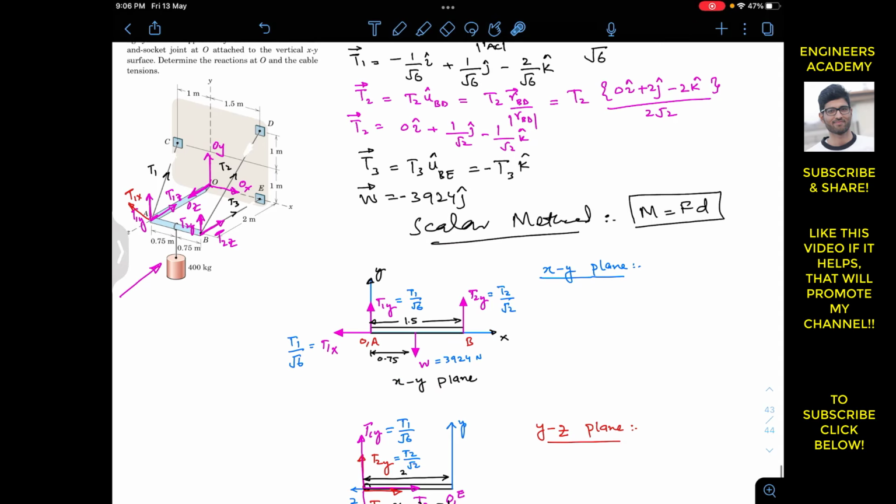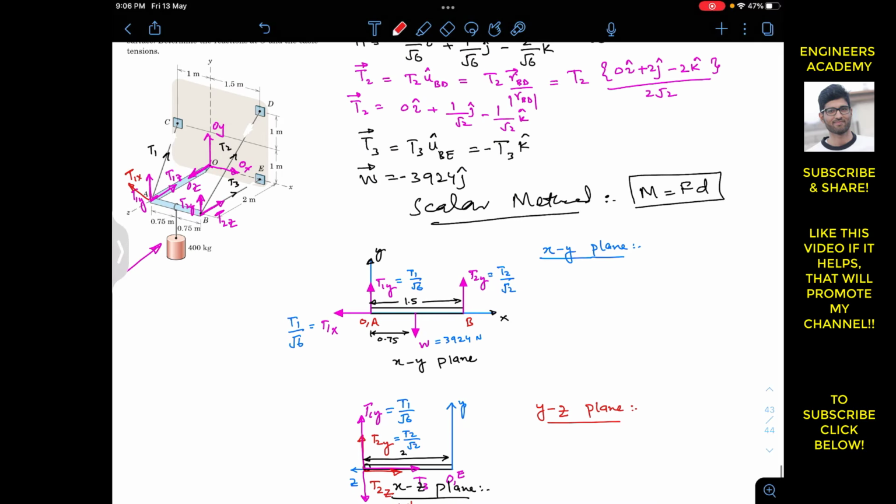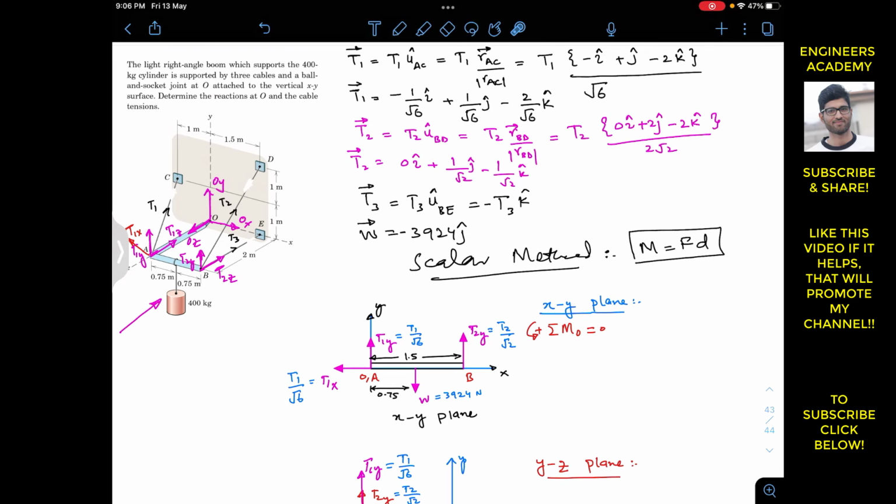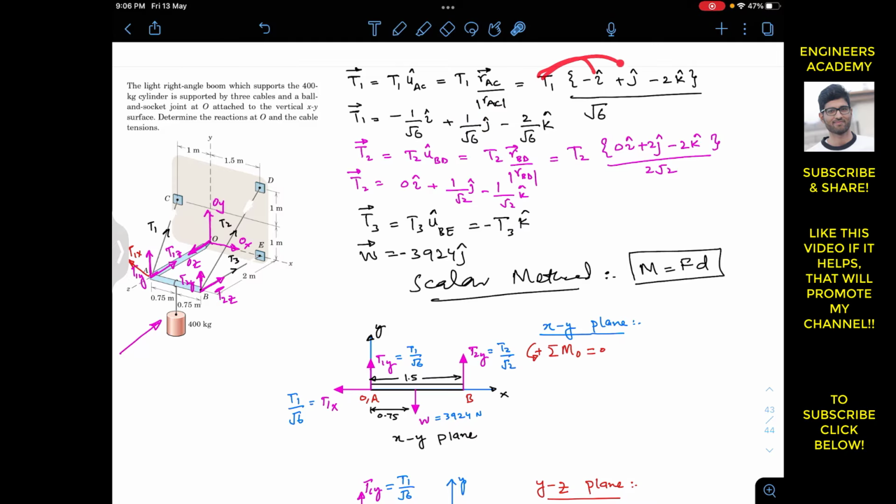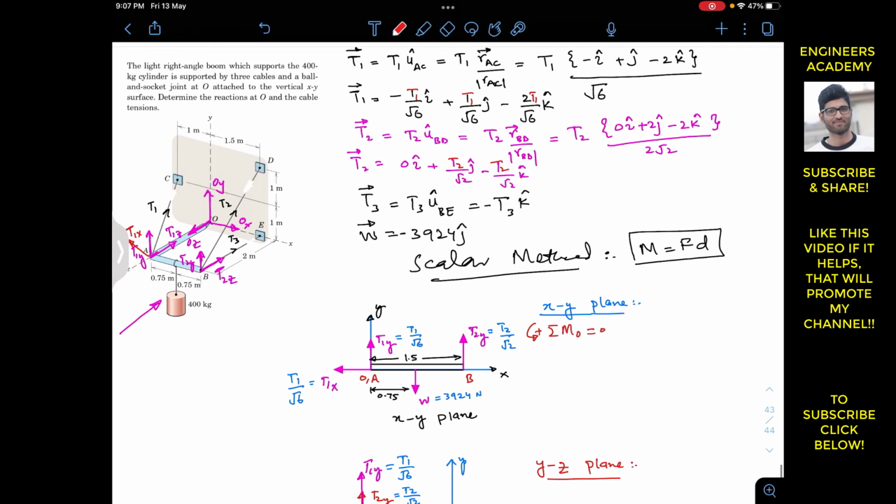Now in the xy plane, if I apply the summation of the moment about point O equals 0, and if we assume that the counterclockwise moment is positive, then we can see that T1y and T1x are passing through this point O, so they are not going to produce a moment about point O. And one thing to remember is that the y component of T1 is 1 divided by square root 6, and here we will have T1, since we have multiplied this T1, right? So this will be T1, and this will be 2 T1, remember. Similarly, here we will have T2, and here we will have T2. So this T1y is equal to T1 by square root 6, and T2y is T2 divided by square root 2.